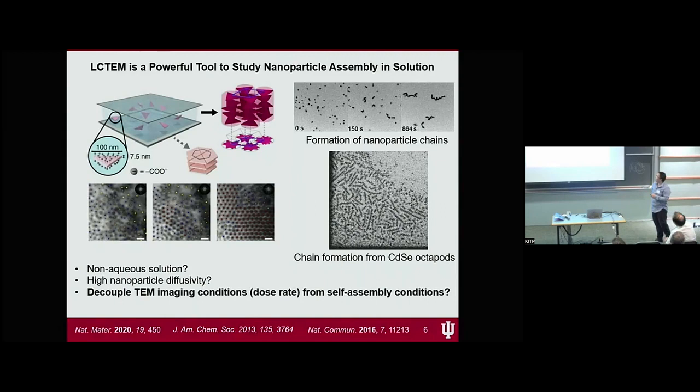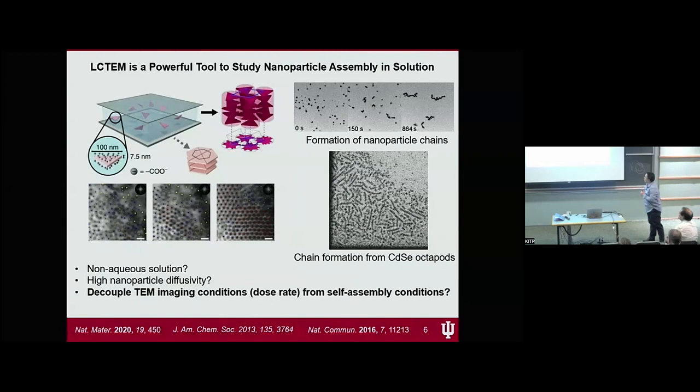So the question we ask is the following. In a lot of these earlier examples, the solution is primarily aqueous phase. We're interested in potentially expanding this technique to non-aqueous solutions, where the hope is that the choice of solvent conditions can provide additional control for the assembly conditions. And in a lot of these examples, especially much earlier ones, the particles tend to interact very strongly with the membrane, which tends to lower the nanoparticle diffusivity quite significantly.